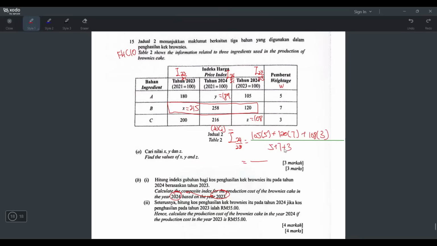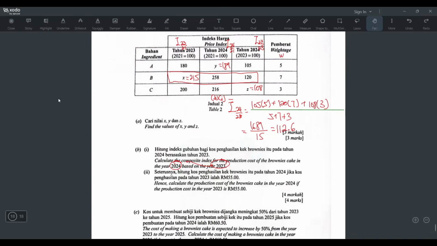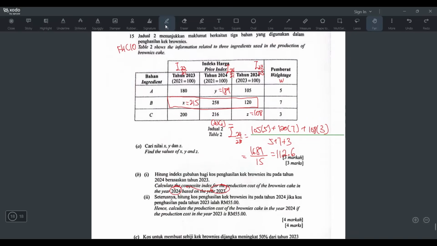Okay, the total at the bottom here is 5 plus 3, 8 plus 7, 15. And then the total on top is 1689. And when you divide, you will get 112.6. So that is the composite index in the year 2024 based on 2023. Okay. Done already. Now let's do question 2.